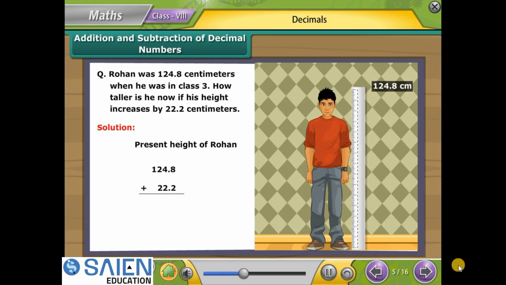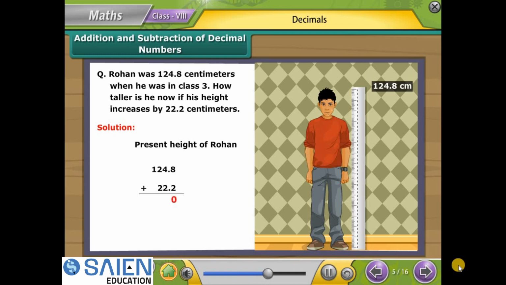Remember, while adding the numbers, the decimal point of another number lies exactly below that of first number. We add first the digits at the right side of the decimal, followed by the addition of digits on the left side. The sum of 8 and 2 gives 10.